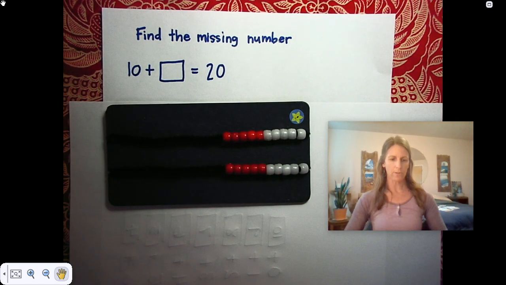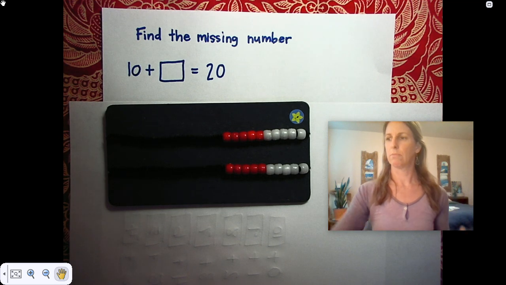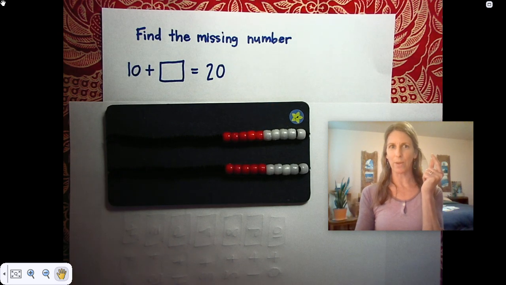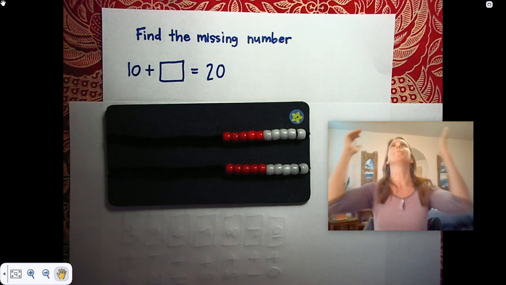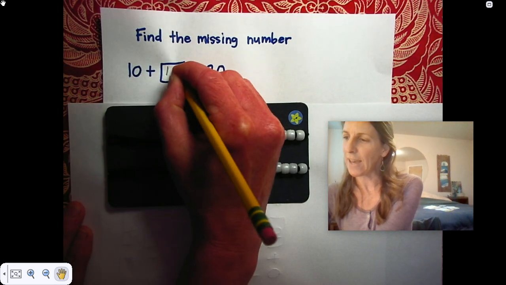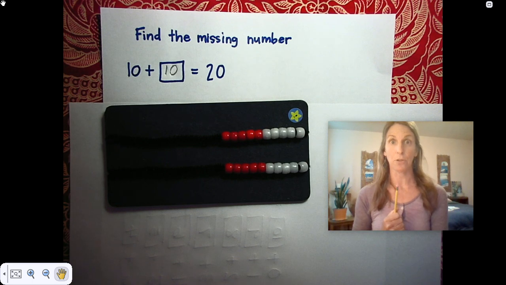But here is our first example. It's 10 plus some number equals 20. Do you have this one quickly in your brain? It's a double. Oh yeah, 10 plus, shout it out. You write that down. 10 plus 10 equals 20. Write that down on your paper right now.